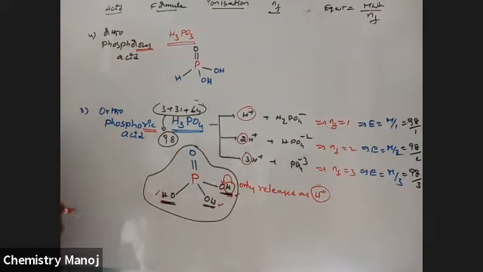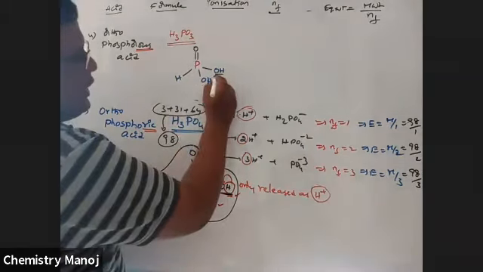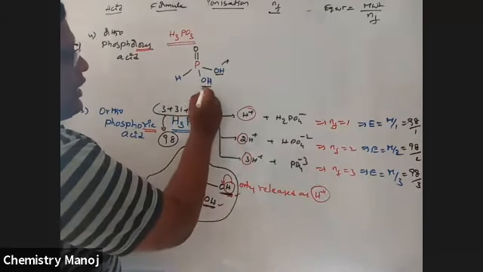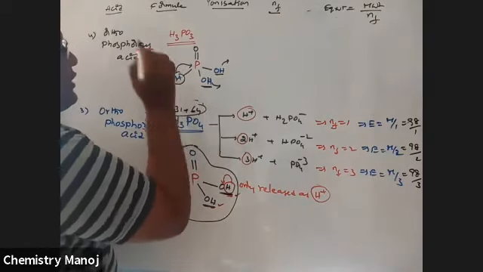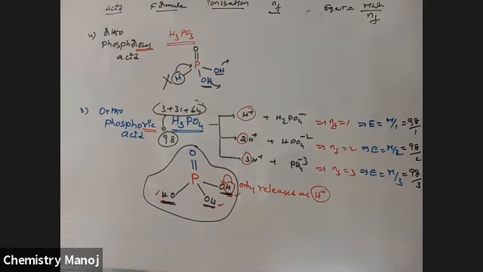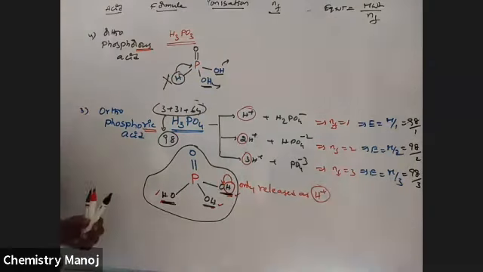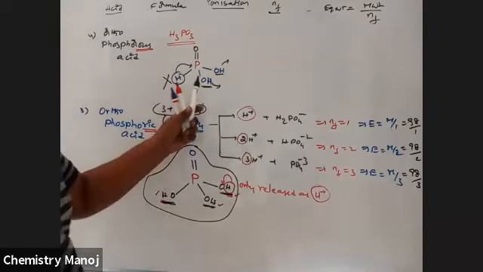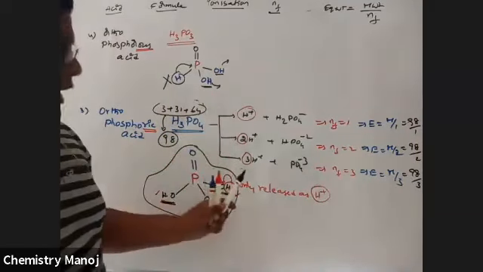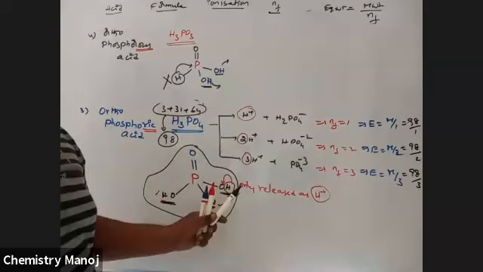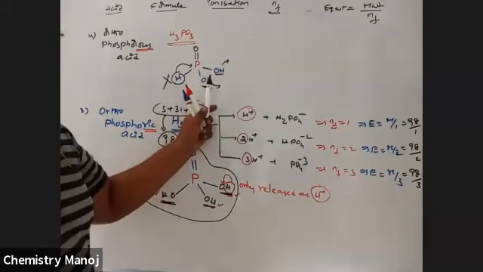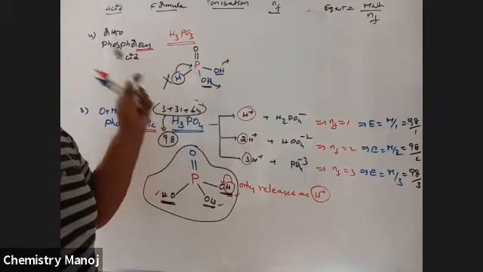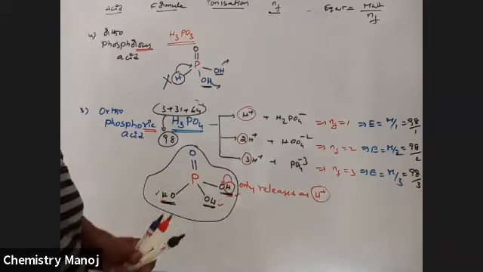See here, this hydrogen is connected with oxygen, therefore it is released as H plus. This hydrogen is also connected with oxygen, released as H plus. This hydrogen is connected with phosphorus, so it is not released as H plus. Only 2 hydrogens are released by this acid. Maximum 2 hydrogens are released. Therefore, the maximum n factor is 2. Here, the maximum n factor is 3, that is 1, 2, 3 are acceptable. Here the maximum is only 2, even though there is a hydrogen directly connected with phosphorus, which is not released as H plus.